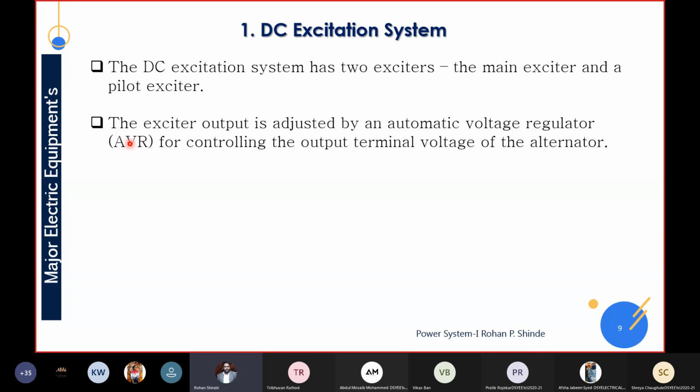Now see here, in the AVR, which quantity is regulated, controlled or varied? That is nothing but voltage. Automatic voltage regulator. So the exciter output is adjusted by the AVR in the DC excitation system for controlling the output terminal of the alternator. The output terminal of the alternator is nothing but the voltage across the load.